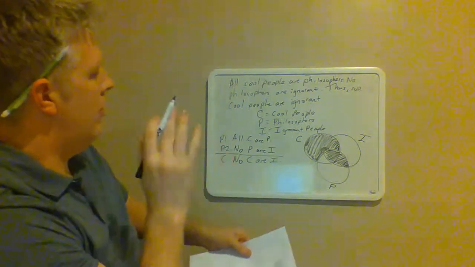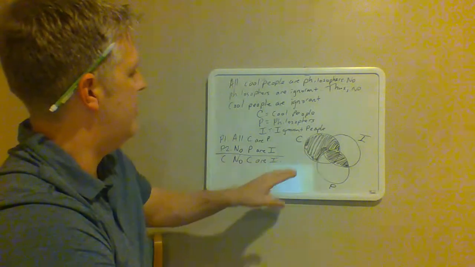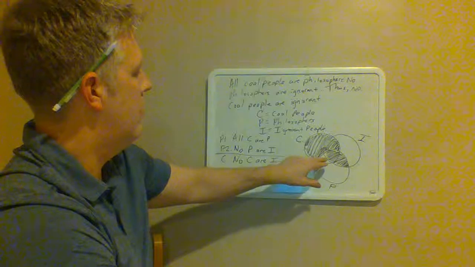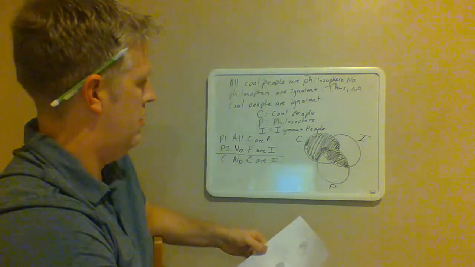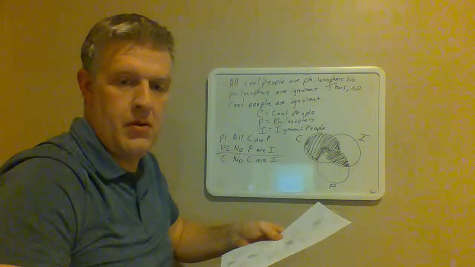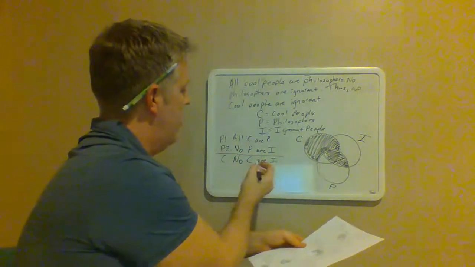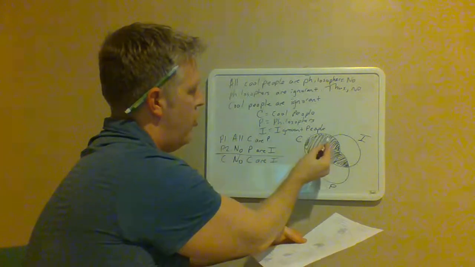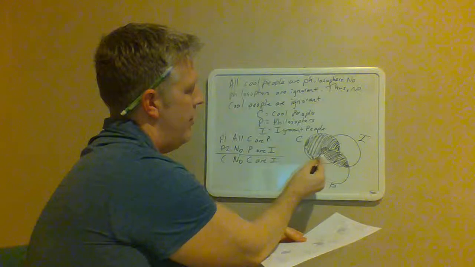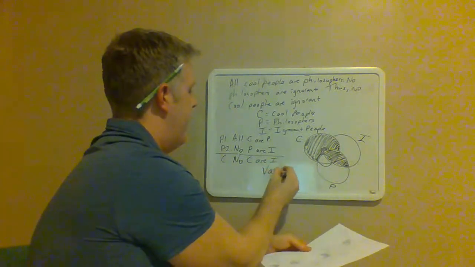Now we're told, look, no C are I. So we step back and we ask ourselves, is that the case? Do I see from this diagram of the premises that this has to be the case? No C are I. Yes, the conclusion is indicated by the premises. There's no portion of the C circle that's also part of the I. The only spot left is this one, which is completely outside of I. So this is valid.